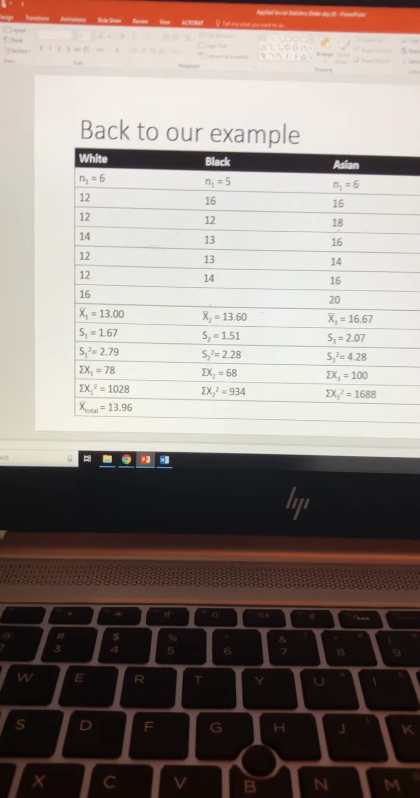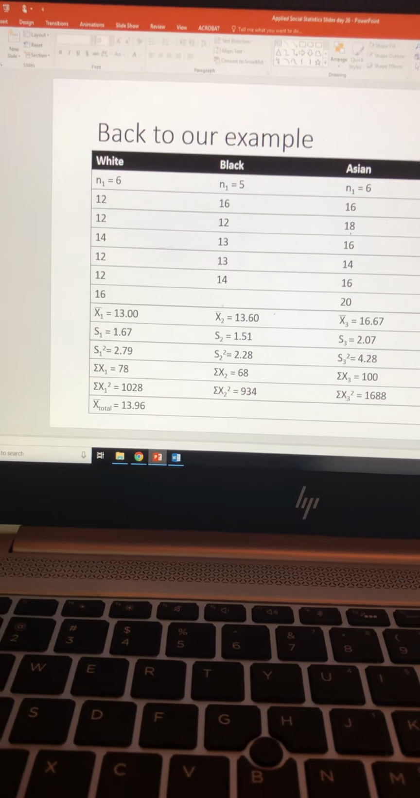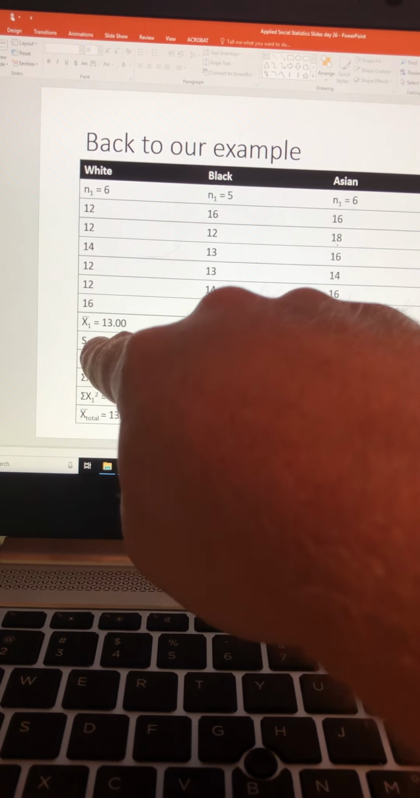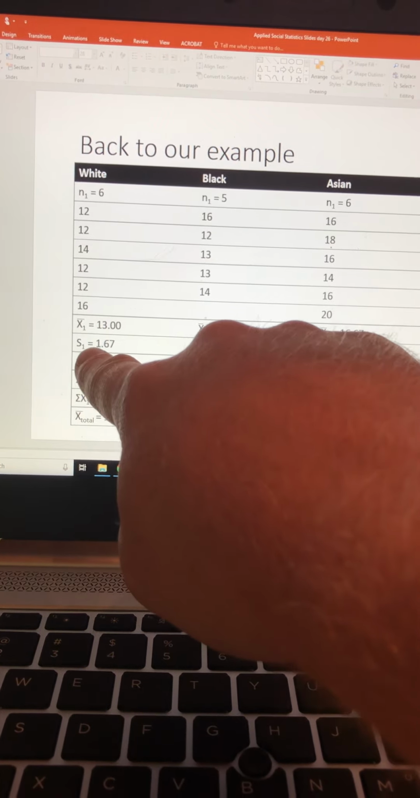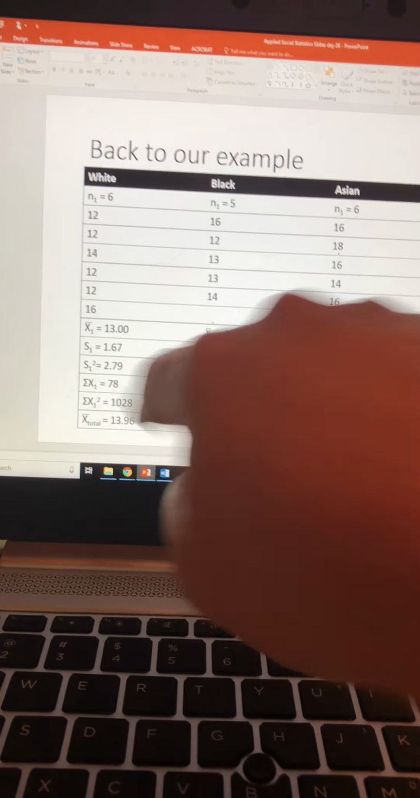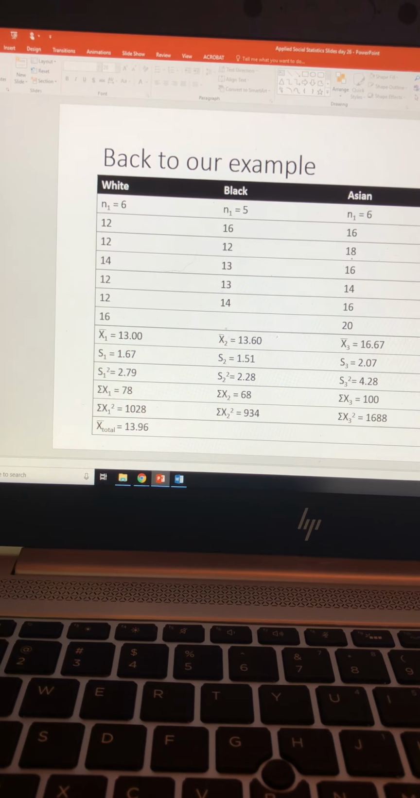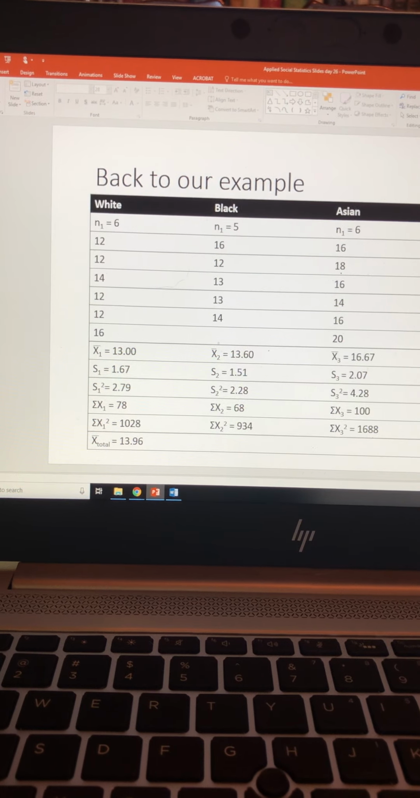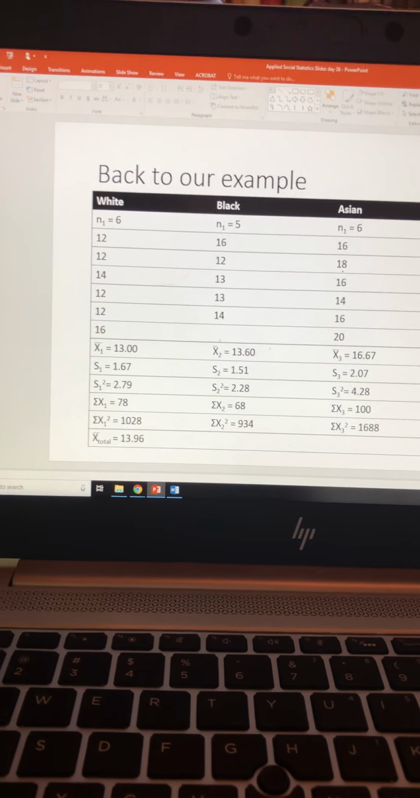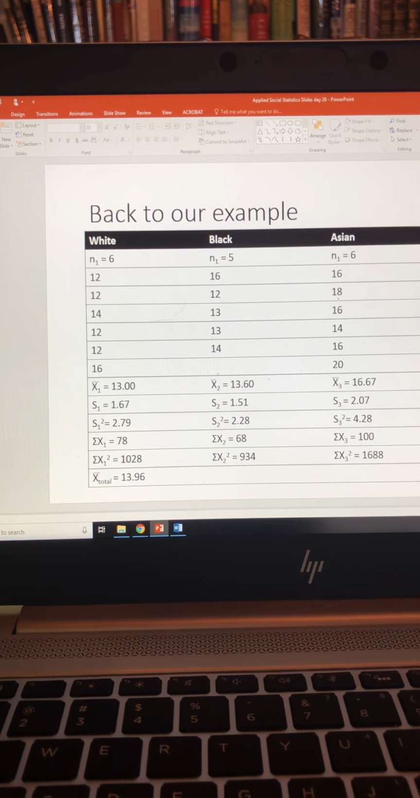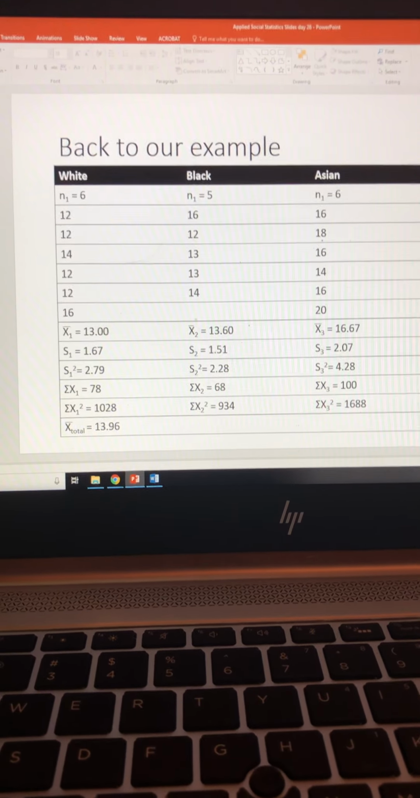You've got 6 people. There's the years of education that are listed. Your X bar 1 is just the mean for your weight group. Your S and your S squared are your standard deviation and your variance. You're not going to need those for the calculation, but I included them to show you that, remember, one of the assumptions is that the variation has to be approximately equal, and it is. But you won't have to use the standard deviation or variance in the calculations.